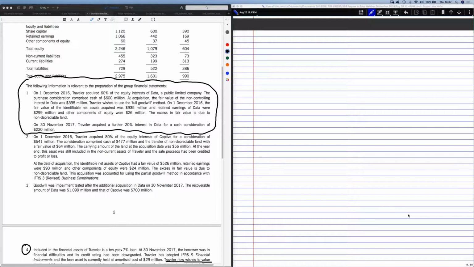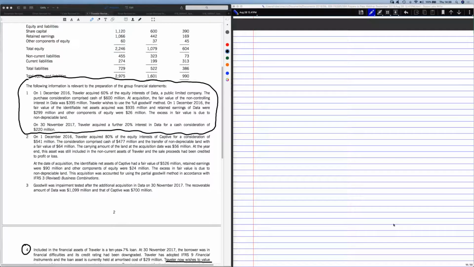It appears that on the 1st of December 2016, the acquisition of the 60% equity interest in Data gains control for Traveller. Therefore, that is the point of acquisition. From that point onwards, as Traveller has full control, they will recognise 100% of the net assets of Data. They will recognise, at least initially, an NCI of 40% in the net assets of Data, and they will calculate the goodwill arising on acquisition. Does that make sense so far?